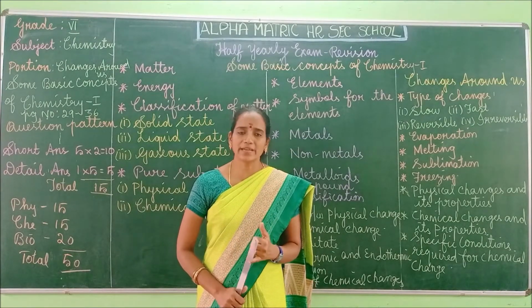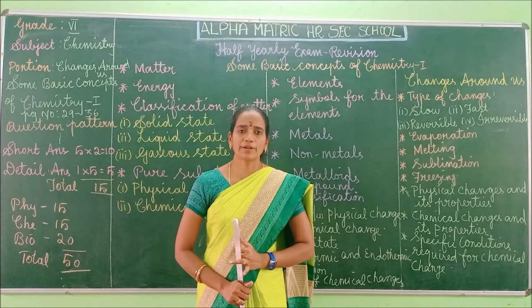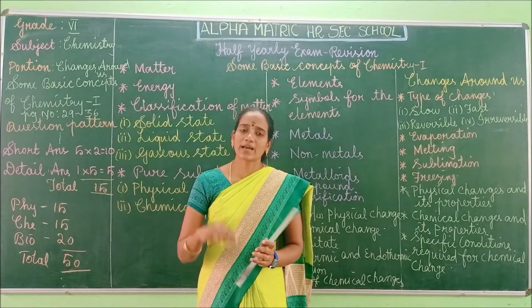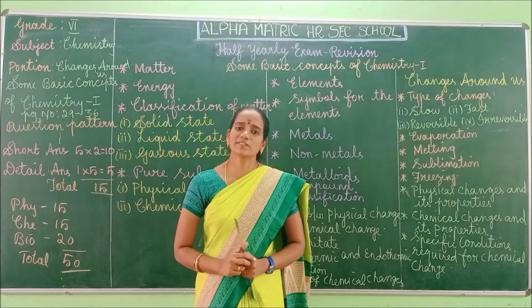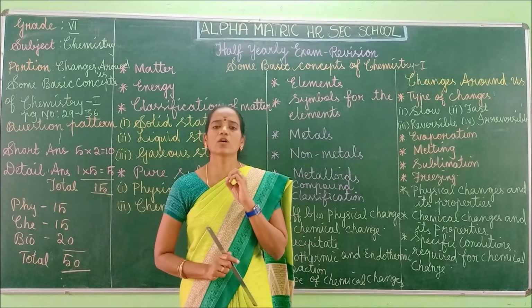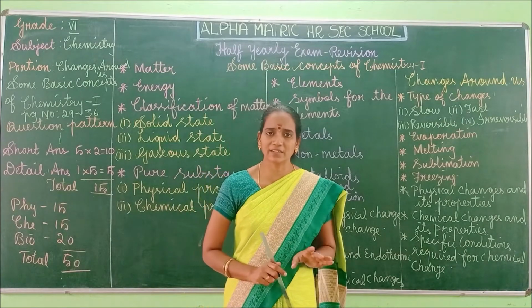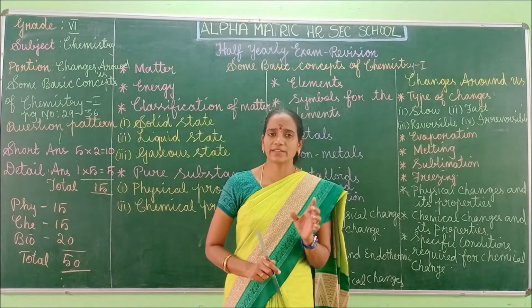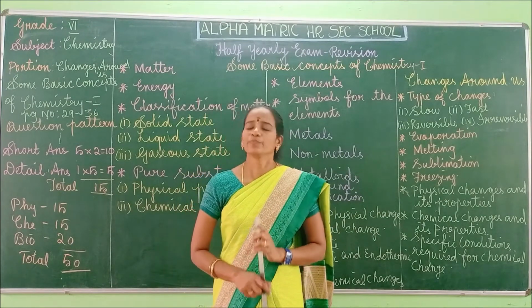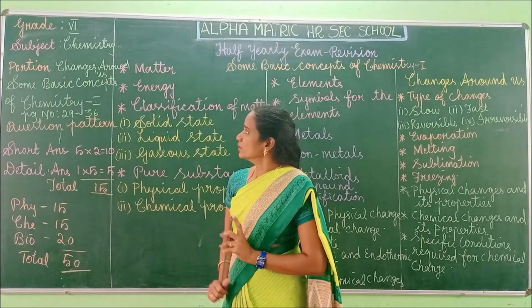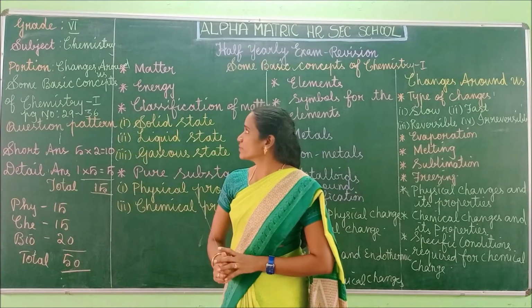Use a good ink pen. Don't use a ballpoint pen. And you can highlight the important points by using a pencil or otherwise a black pen. Apart from black pen or blue pen, you should not use any other colors. So while writing the exam, you keep these points in mind, right? Now we can move to Some Basic Concepts of Chemistry 1.